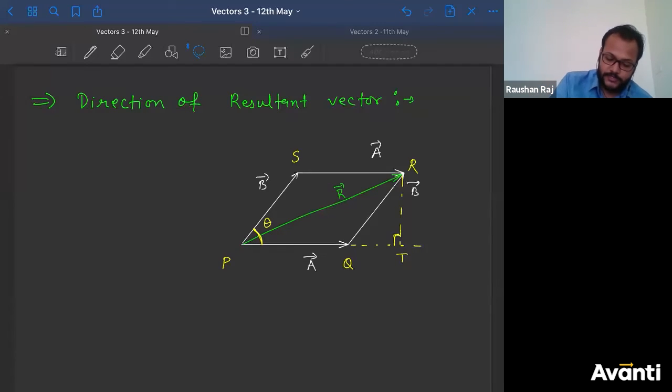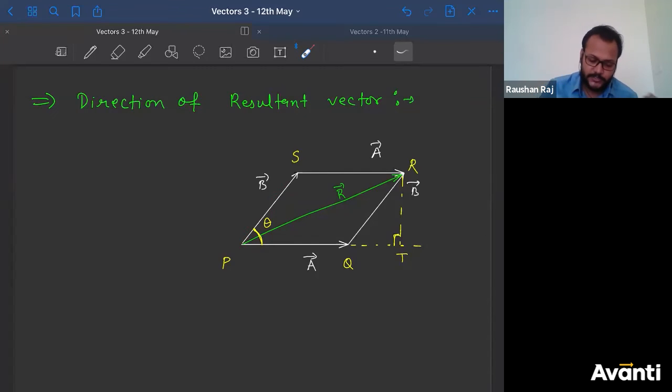So I can assume, see how many directions you actually know in this condition. Can I say if I know vector A, that means I know this direction. If I know vector B, that means this is B direction. So I know two directions, A and B. So if the angle made by this R with any of the vectors is given to us, I can find the direction, I can find the angle, right?